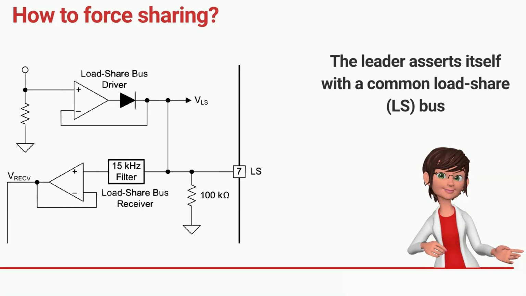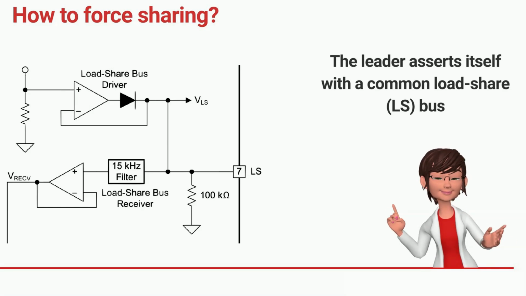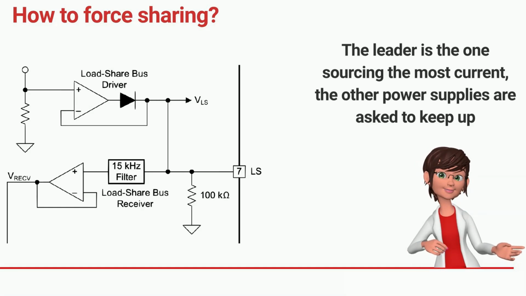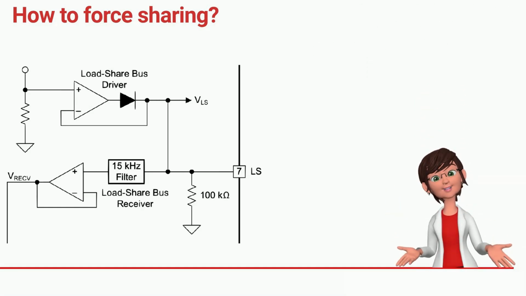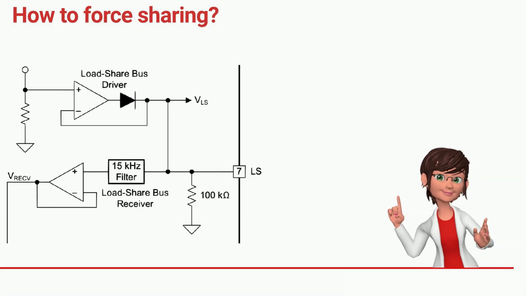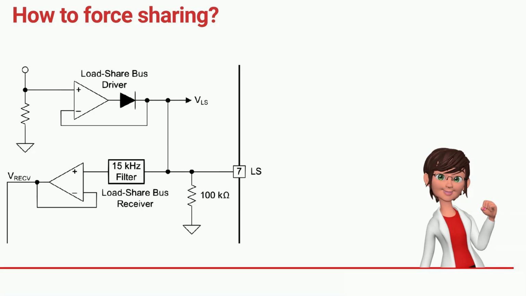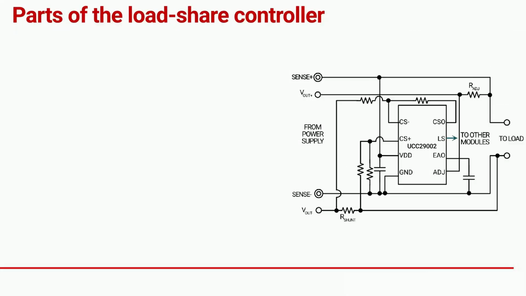The leader will assert itself with a common load share bus that links all of the controllers together. With load share controllers, the leader is chosen by the supply producing the most current. It asks the others to try to keep up. This is a practical application of leading by example. Let's look at the different parts of the load share controller.